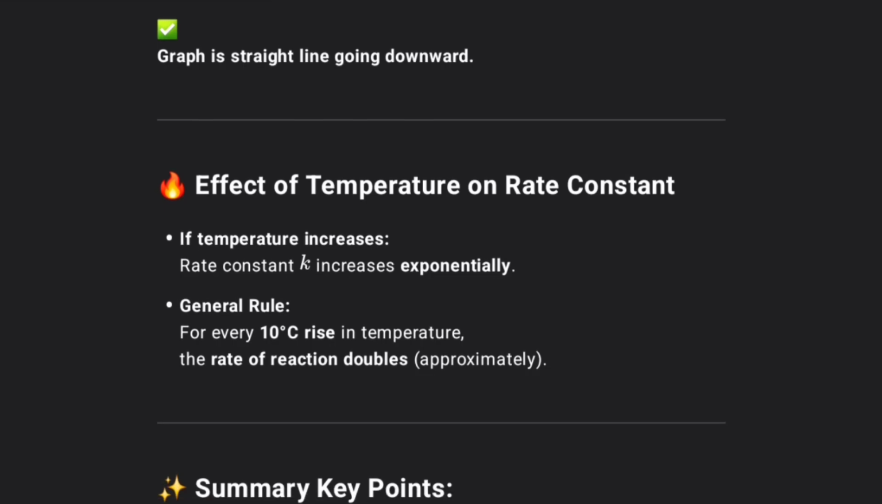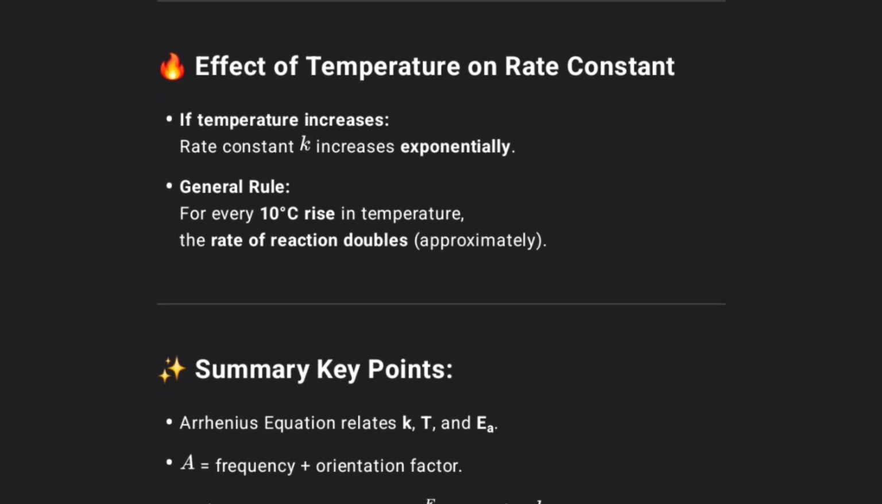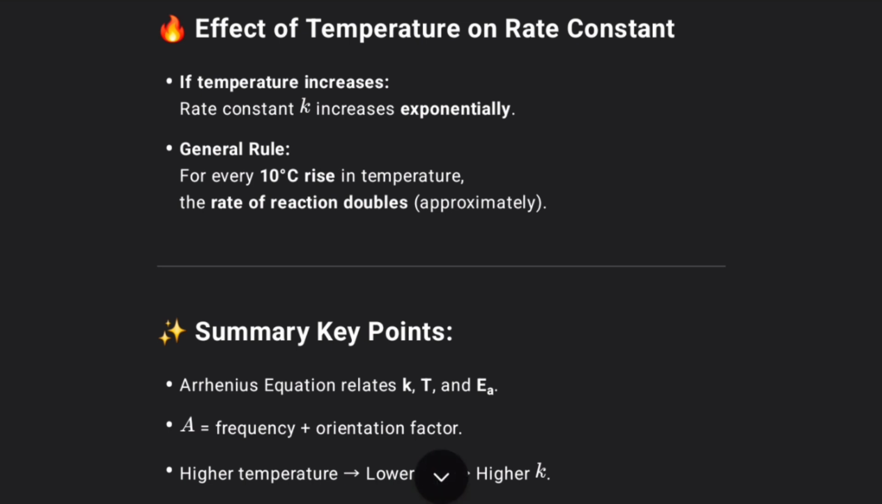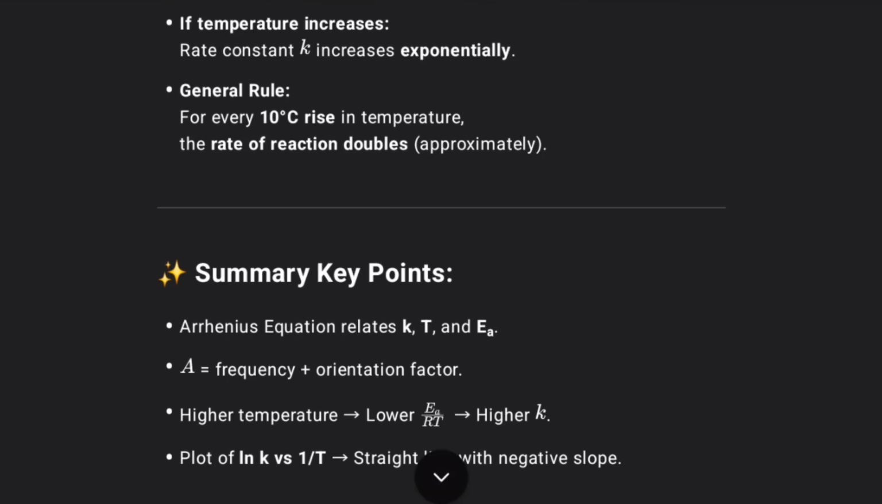Effect of temperature on the rate constant. If temperature increases, the rate constant k increases exponentially. General rule: for every 10 degree rise in temperature, the rate of reaction approximately doubles. Summary, key points: the Arrhenius equation relates k, T, and Eₐ. A equals frequency times orientation factor. Higher temperature gives a larger fraction with energy at least Eₐ; higher T, higher k. A plot of ln k versus 1/T is a straight line with negative slope.